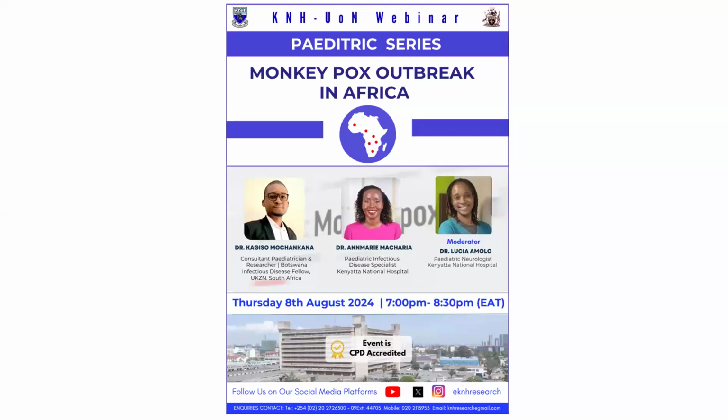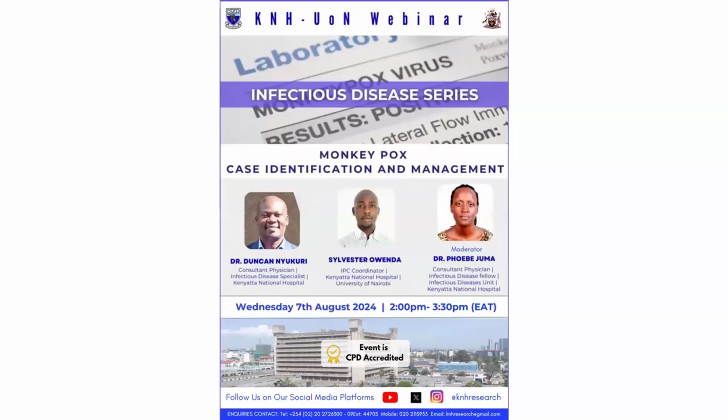My comment was around the rashes, and I saw a question about the differentials. They were very well covered by Dr. Nyakuri, and the two he highlighted are varicella or chickenpox and measles. The rash of varicella tends to be vesicular, meaning you see fluid-filled blisters before they become umbilicated, and it's what we call a centripetal rash. It starts on the body before going onto the limbs, and it does not go to the palms and soles, unlike monkeypox.